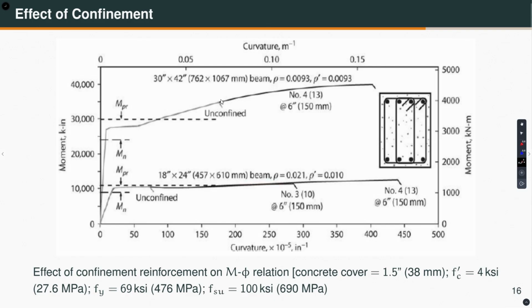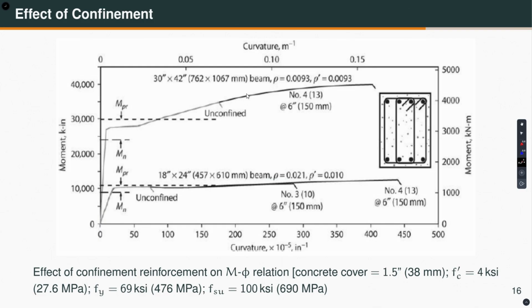Whereas for this case, you don't see anything like that here. Why? Because this is a larger cross section, so the amount of cover concrete or unconfined concrete with respect to the core concrete for this case is less. The relative contribution of cover concrete to the larger cross section is less compared to that of a smaller cross section, right. So, therefore, you do not see it much.